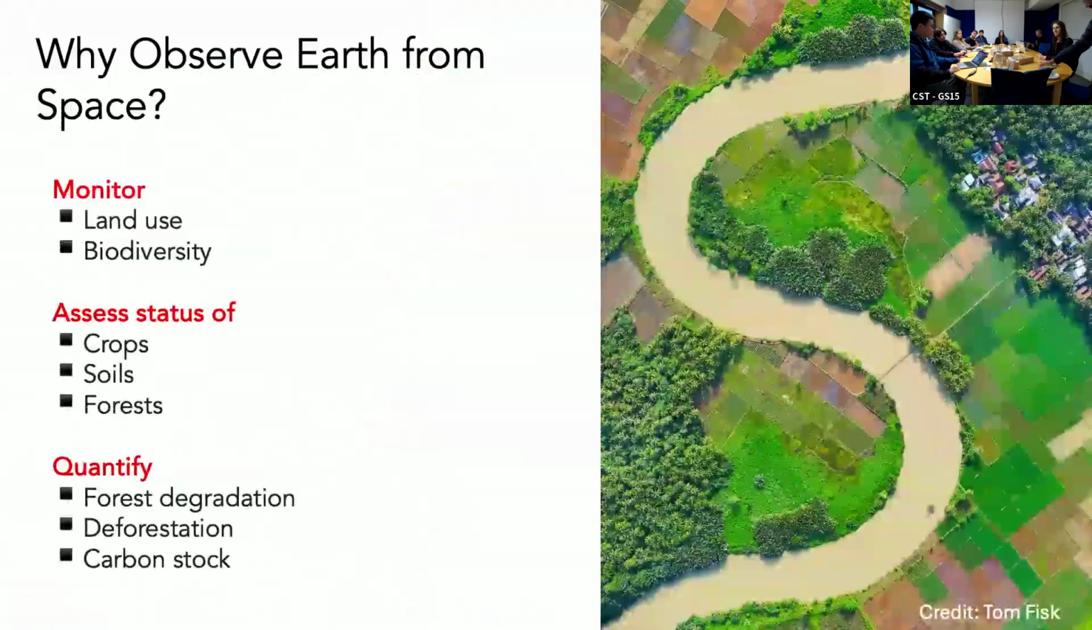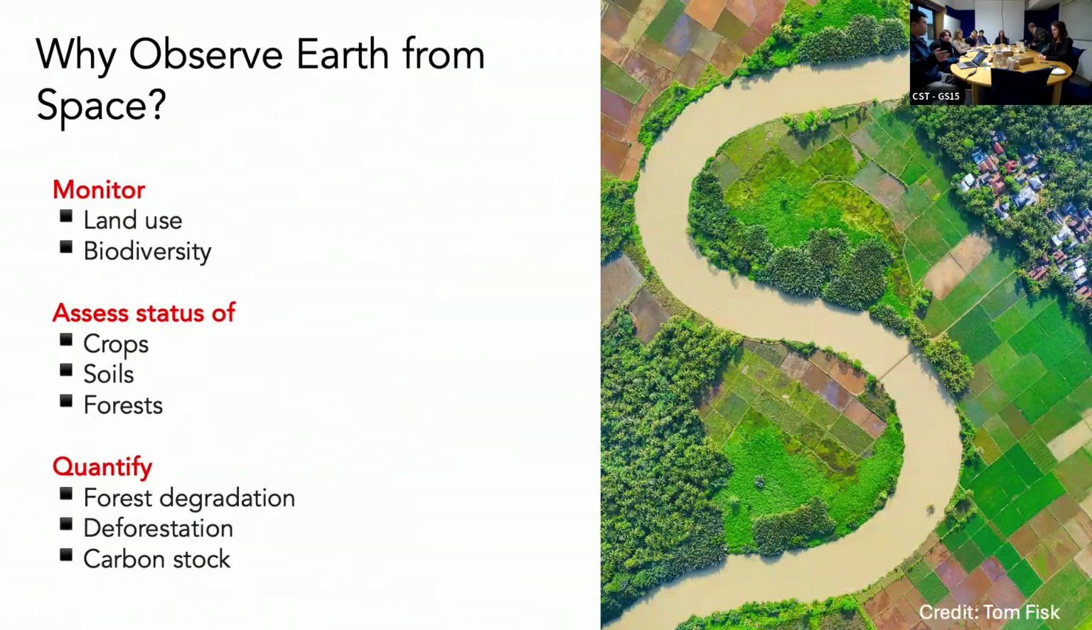First of all, some brief intro. Why do we want to observe our Earth's surface? Because it's super important. It helps us monitor biodiversity and land use, and also food security, because we can estimate the crop yield. And here are other downstream tasks that we can do. So it's super, super important.